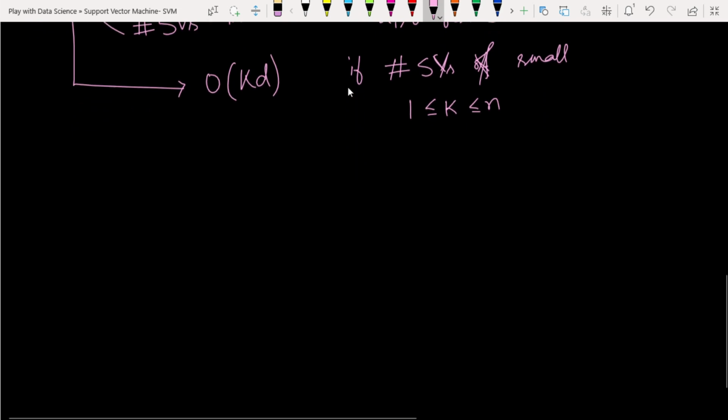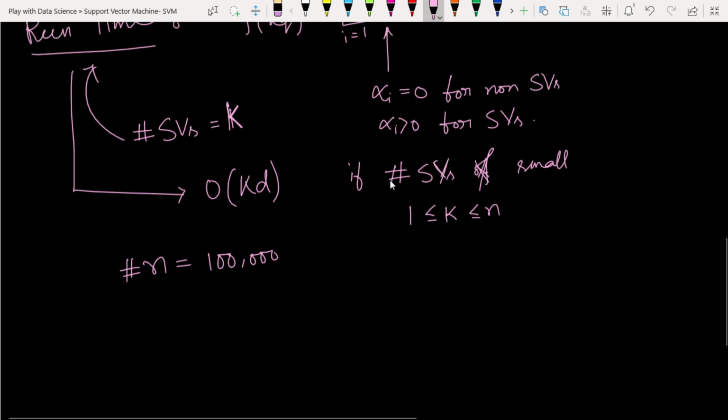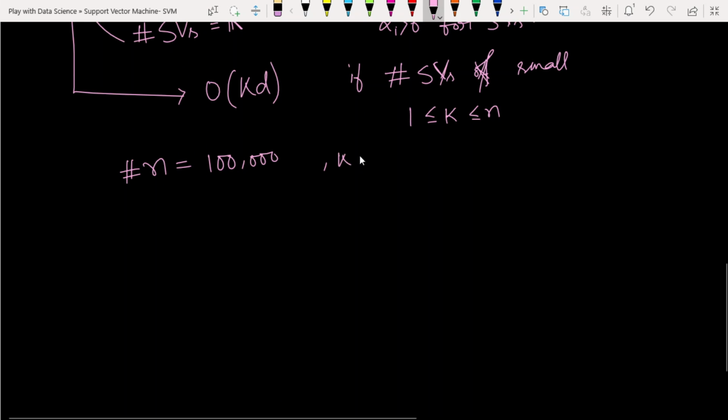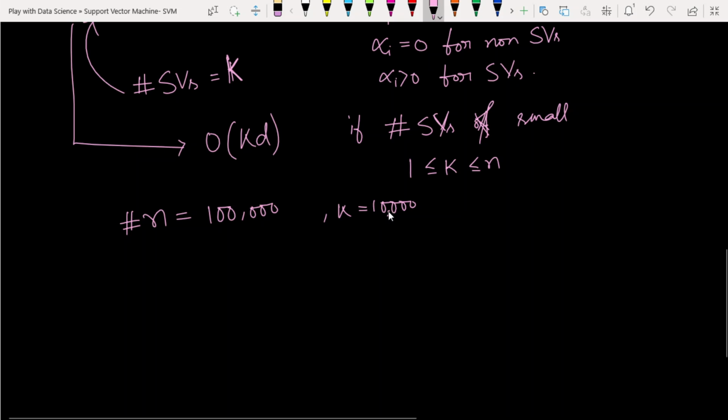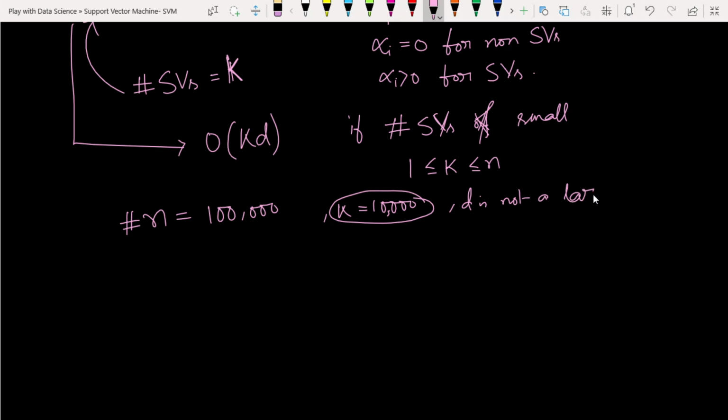Suppose for an internet company, n is 100,000 and k is 10,000. K means the number of support vectors. Then in such cases it is okay if our dimension d is small, if d is not a large number. Then this is okay, and we have no problem.